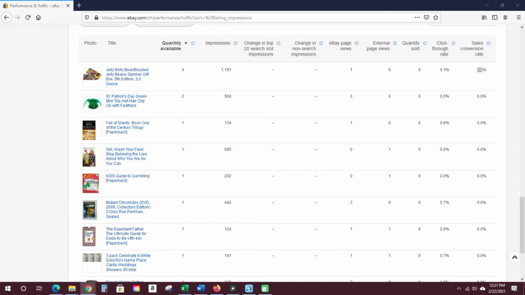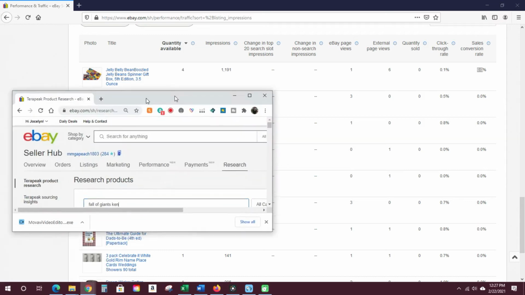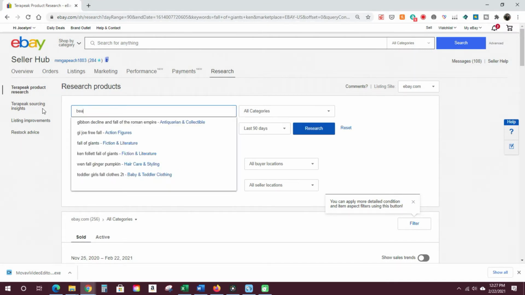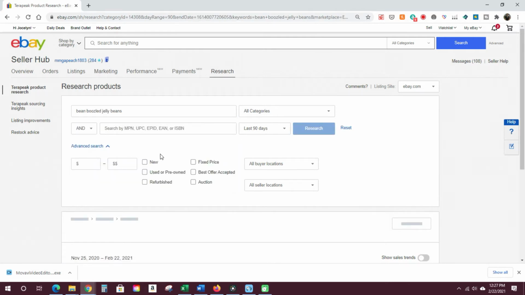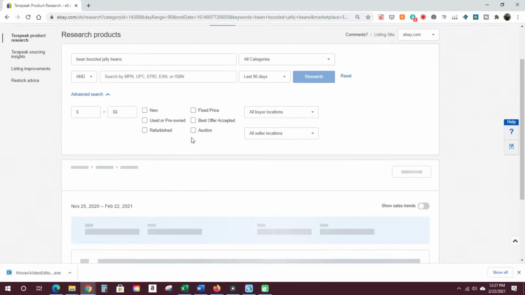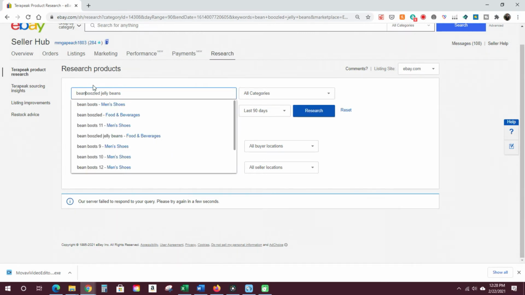Now, if you don't have an eBay store, you can purchase Terapeak, but I'll just use it so you can see what it looks like. So I am on my eBay store account, which has the Terapeak, and I'm just going to put in Bean Boozled, because that's what Bean Boozled jelly beans. Okay, and it'll sort through this if it hurries up, and I think it's actually one word, Bean Boozled. Doesn't seem to want to work.